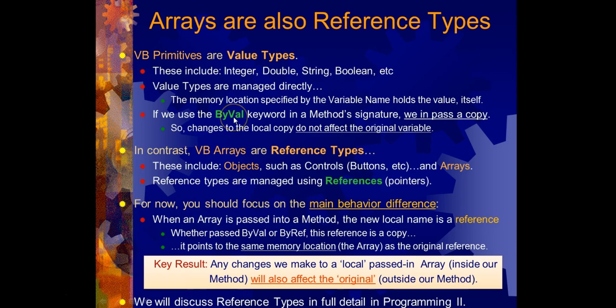Now, if you recall, all of the methods that we've used so far, remember subroutines and functions are methods, we've always had the ByVal keyword there. So now we discuss what the significance of that is.